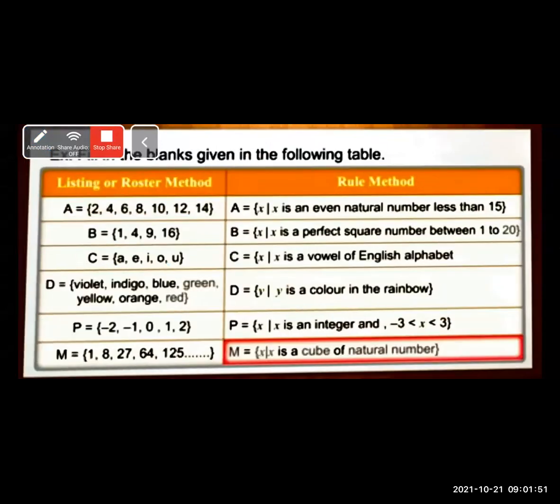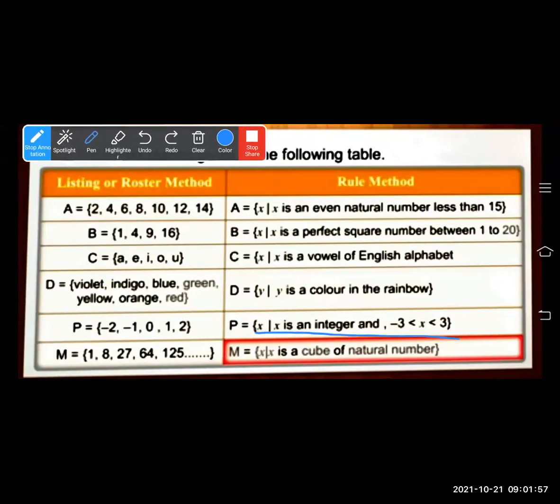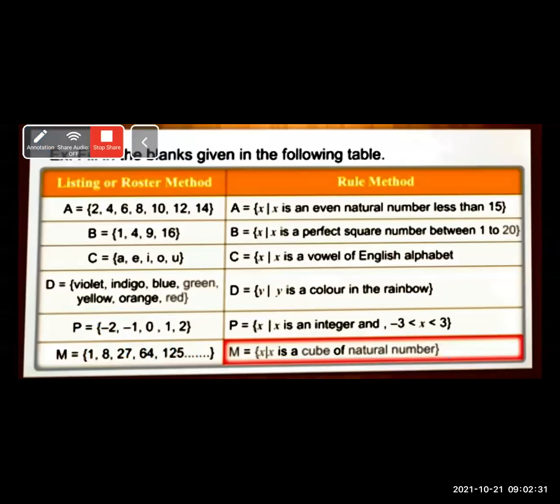Then see, P is equal to the set of all x such that x is an integer between -3 and 3. On the number line, there are -3 and 3, but you don't have to include them. So -2, -1, 0, 1, 2 are the elements of set P. x is a cube of a natural number. Cubes of natural numbers are what? 1 cube is 1, 2 cube is 8, 3 cube is 27, 4 cube is 64, 5 cube is 125. That much is enough. And dot dot dot means they are infinite. Cube of all natural numbers.